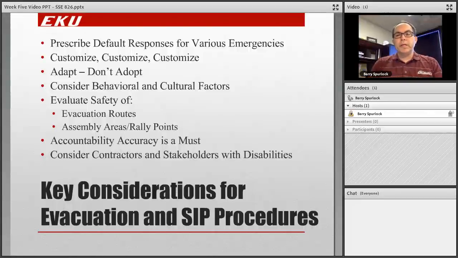For instance, for fire, most of the time the prescribed default response is to evacuate a facility. Now, you may have a designated fire brigade or folks within a facility that serve in a response role besides evacuation, but for those other individuals, their default response is likely going to be to evacuate the facility. If the emergency is a tornado, usually the default response is to shelter in place. So that's what I mean by prescribe the default responses for various emergencies.